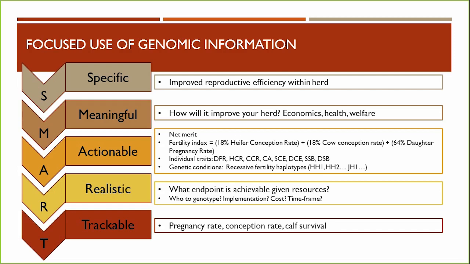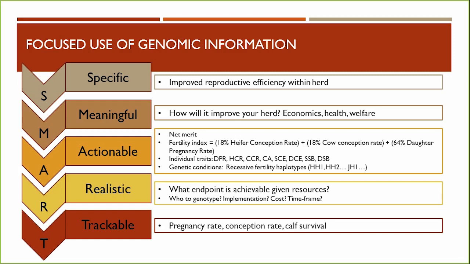So with that in mind, who do you genotype? How do you implement this? What's the cost and what's the time frame? The more selective you are in choosing and implementing this, the faster you're going to see a gain. And lastly, is it tractable? You know, can you actually look back at your herd from where you started to after you've implemented genetic selection and see that you've made progress?